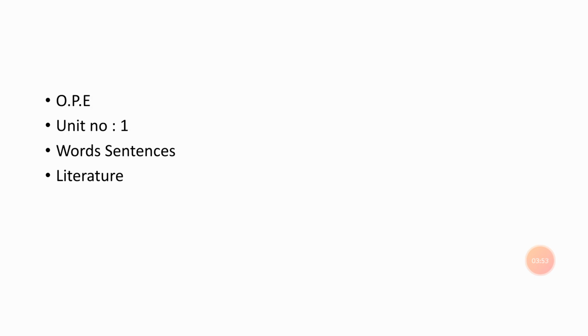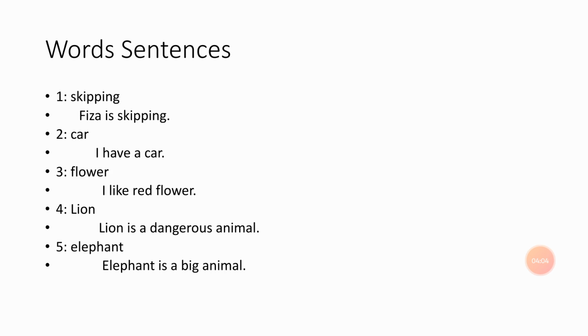Now we do word sentences. First of all, make a title page. We will make a title page. Unit number 1, word sentences, literature. Number 1, skipping. Pizza is skipping. Number 2, car.